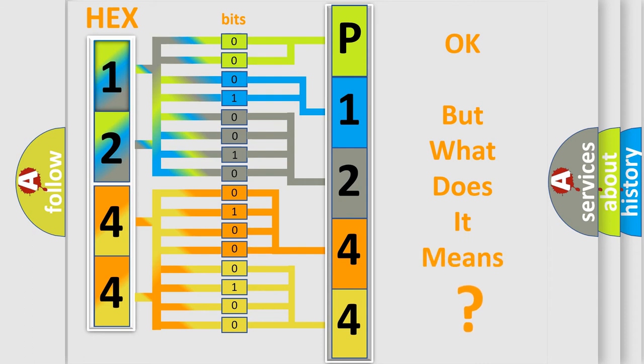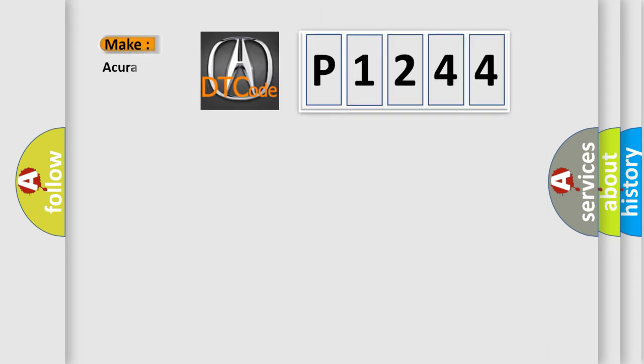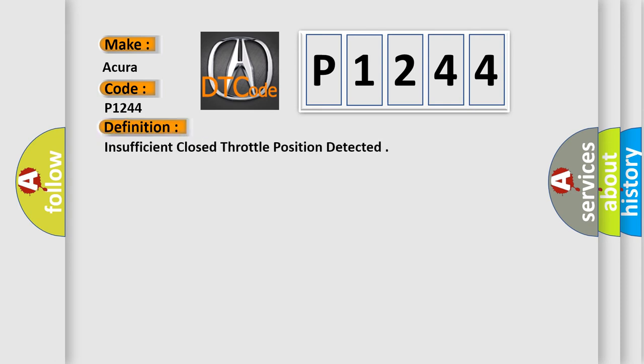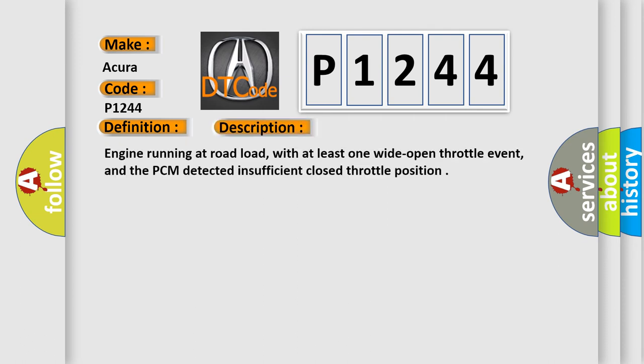The number itself does not make sense to us if we cannot assign information to what it actually expresses. So, what does the diagnostic trouble code P1244 interpret specifically for Acura? The basic definition is insufficient closed throttle position detected. And now this is a short description of this DTC code.